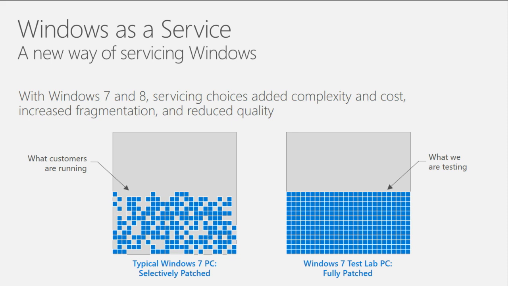But compare this to the right-hand side where what we test internally would be candidate patches for release tested against a fully patched PC. And so as you might imagine, there are times when these new patches work fine on a fully patched PC, but might cause issues on a selectively patched PC. And therefore, we've made some improvements with Windows 10 to fix this particular issue.